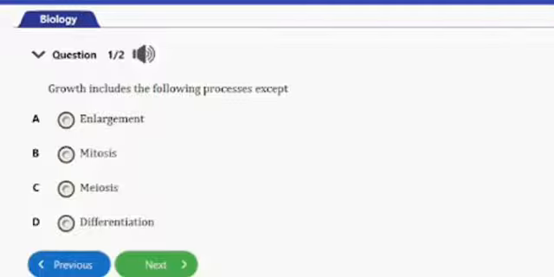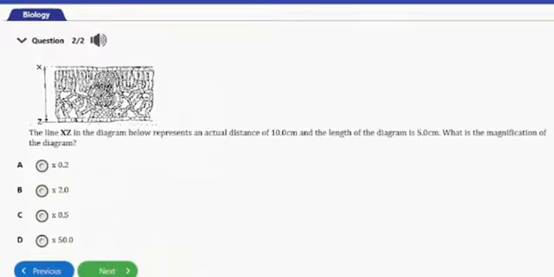So let's go ahead and consider the next question, and that's question number 2. It says, the line XZ in the diagram below represents an actual distance of 10 cm and the length of the diagram is 5 cm. What is the magnification of the diagram? We have A 0.2, B 2.0, C 0.5, and D 5.0.